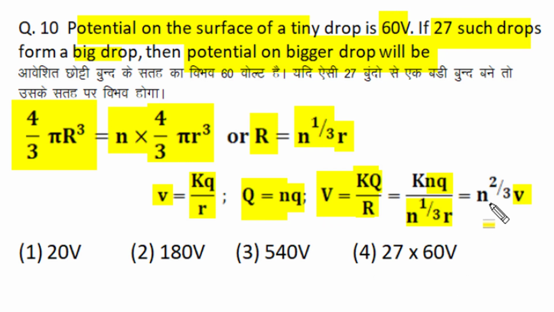So the potential of the bigger drop is the 2/3 power of the number multiplied by the potential of the small drop, and for 27, the cube root is 3 and the 2/3 power is 9. So our potential is 9 times 60 or 540 volt in this question.